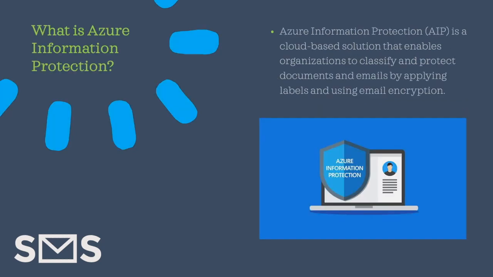At this point, I'd like to hand over to Martin and say, Martin, perhaps you could tell me exactly what AIP is and does. Yeah, no problem, Chris. Hello, everyone. So what is AIP? AIP is Azure Information Protection. It is a cloud-based solution that enables organizations to classify and protect documents and emails by applying labels and using things like email encryption.